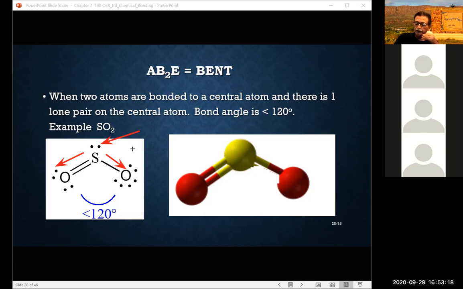One thing to put in long-term memory is that whenever you end up with a lone pair on the central atom, you can unequivocally say, I got a polar molecule. Okay? Polar molecule.